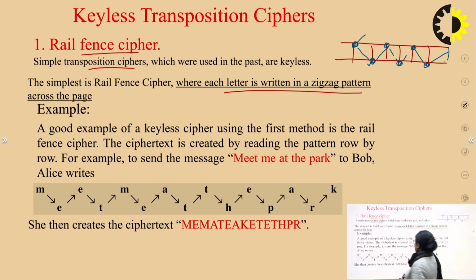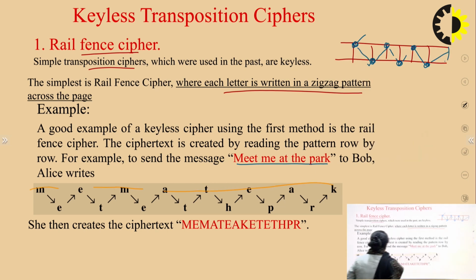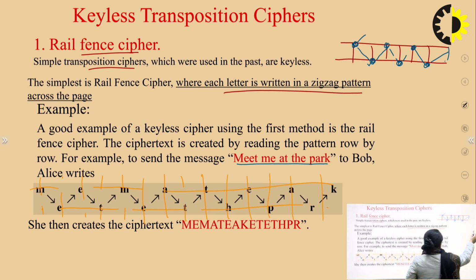If you take an example, let us take a plain text. The plain text is meet me at the park. You want to convert it to a ciphertext using transposition cipher, which is a keyless cipher. So we are assuming that we are taking the railway line, for example, and this is how the tracks of the railway line go. As we consider this scenario, we place our letters in a zigzag manner.